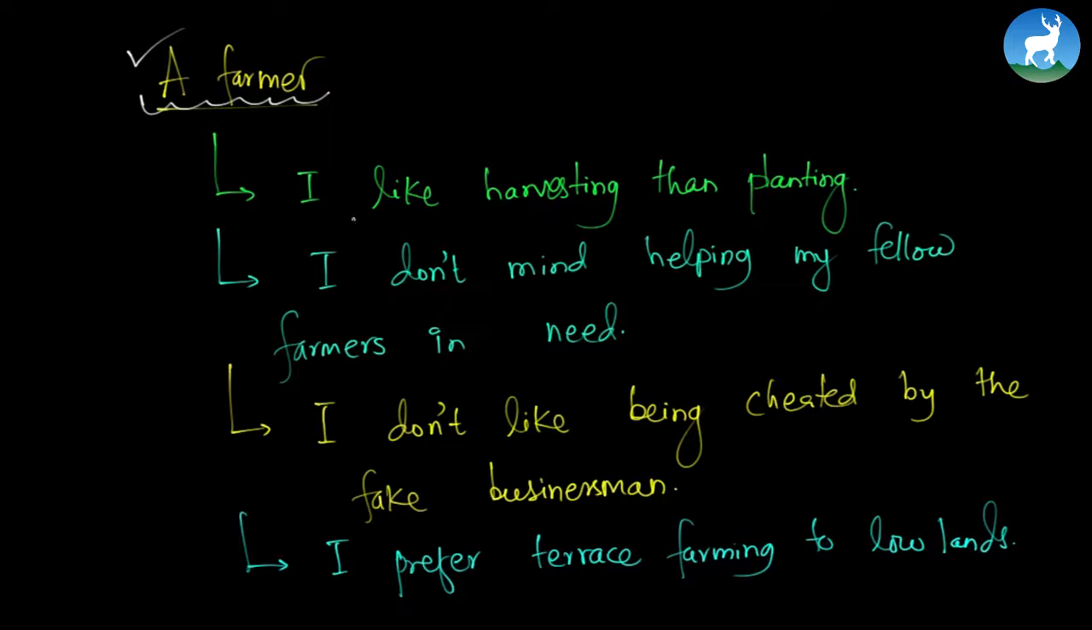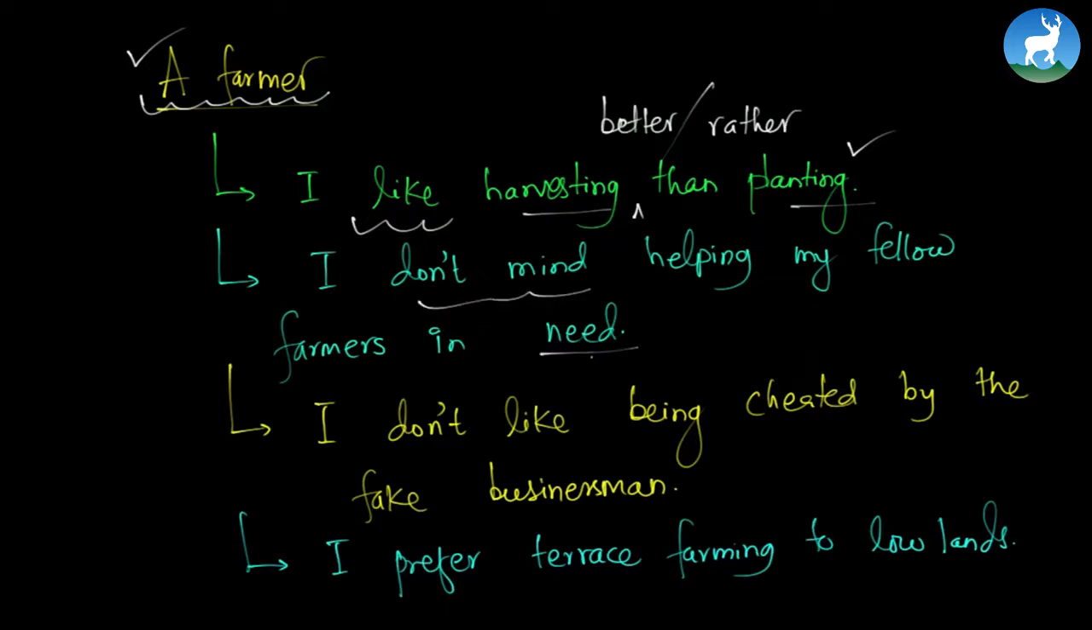The first structure is, I like harvesting rather than planting. Everybody likes to eat, so everybody likes the output, but people do not like the input, something like that. The farmer says, I like harvesting better than planting, or I like harvesting rather than planting. Another example is, I don't mind helping my fellow farmers in need. So he doesn't mind. The third example is, I don't like being cheated by the fake businessman. Now he doesn't like being cheated. The last example is, I prefer terrace farming to lowland, because in terrace farming the crops are good.